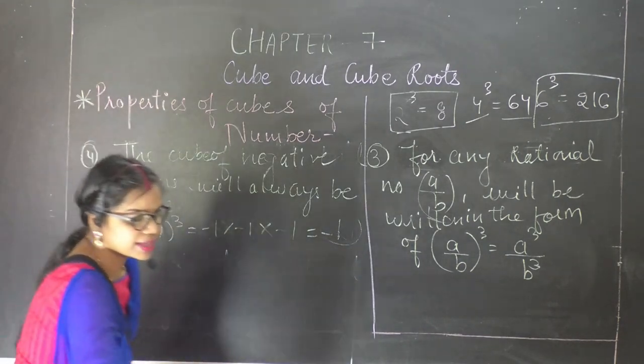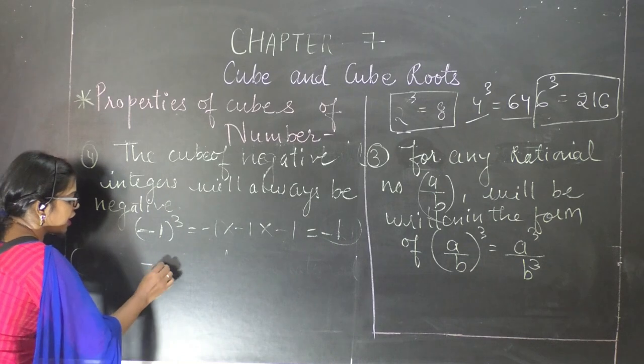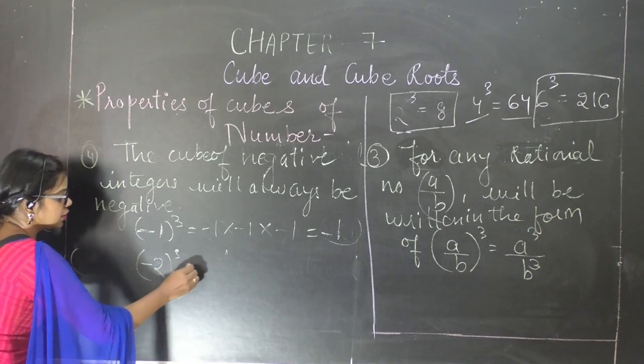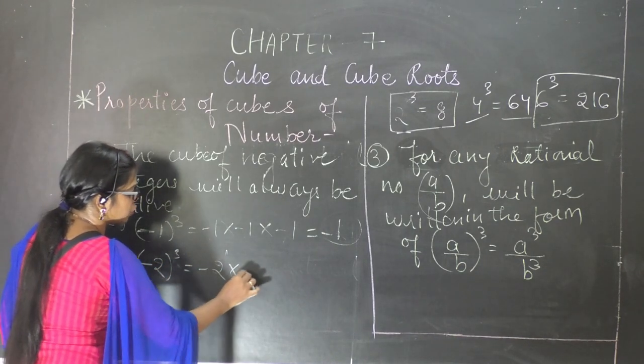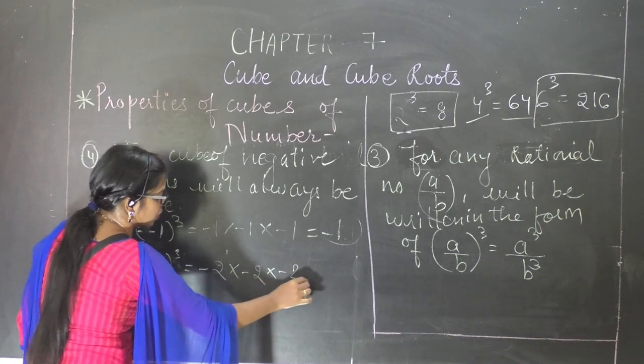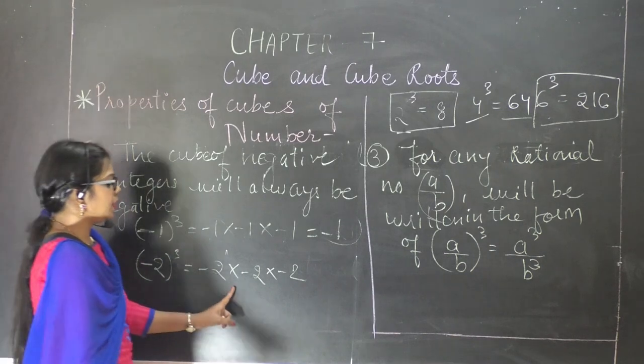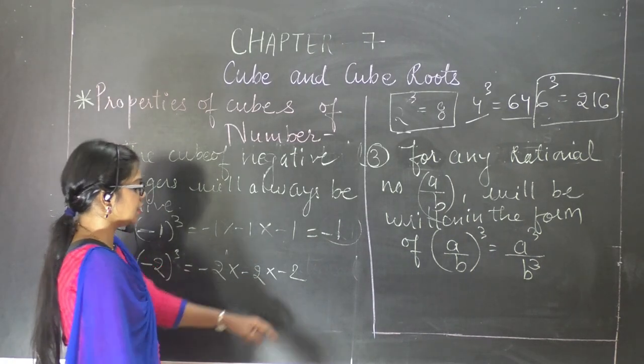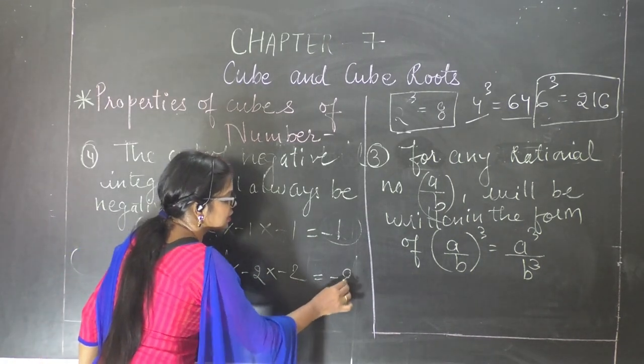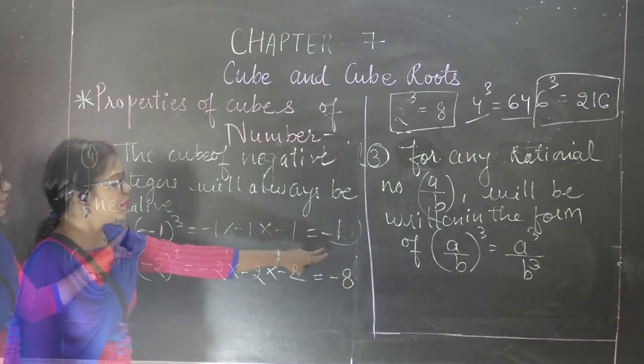Let's take one more example. Minus 2 cube. This will be minus 2 into minus 2 into minus 2. Minus into minus is plus, 2 into 2 is 4. Again plus 4 into minus 2 will be minus 8. Here also it is negative.